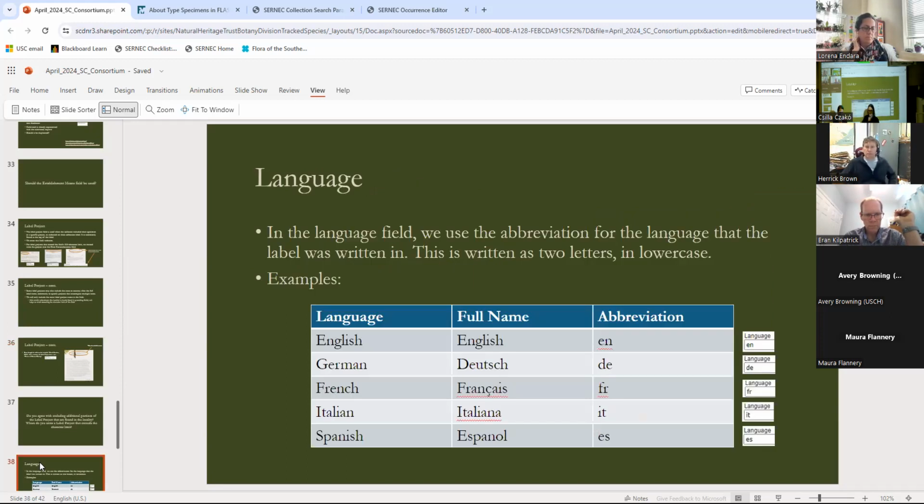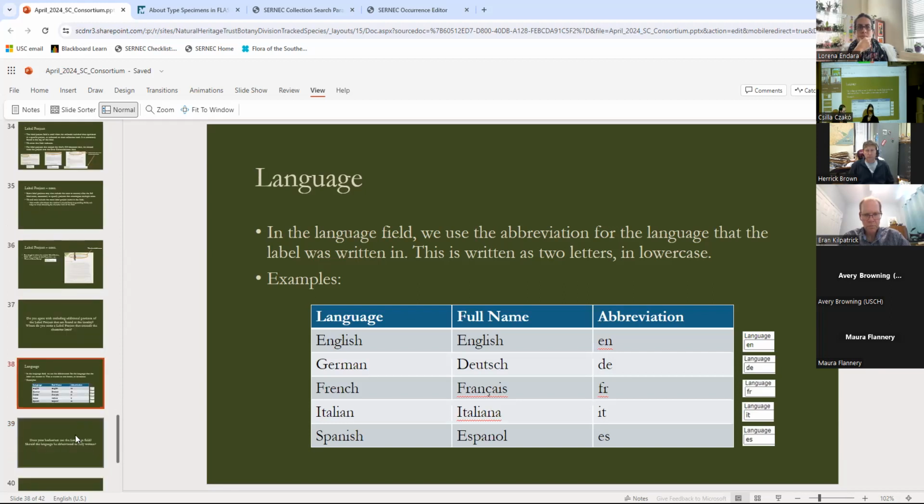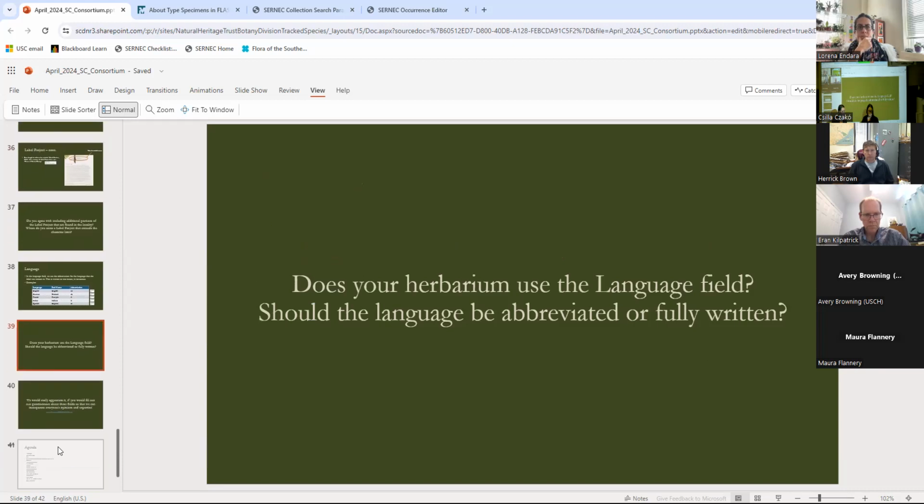In language, we just have the abbreviation that the collection label is written in. Our format has been 2 letters, lowercase, and just a couple of examples here: English, EN, German, DE, French, FR, and so on. Do you guys use the language field, and do you feel that it should be abbreviated into 2 characters as we have done, or should it be fully written out?